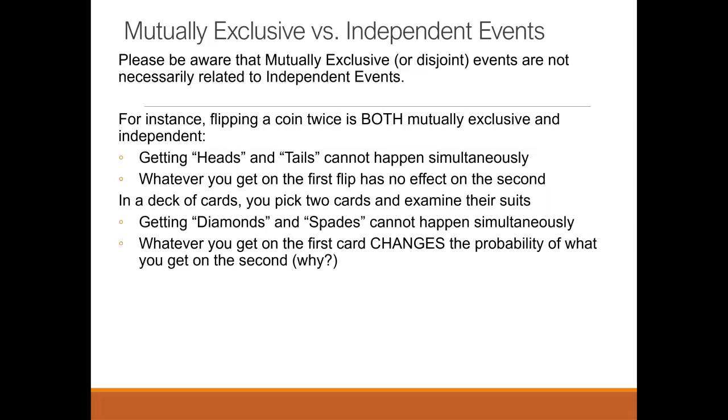In a deck of cards, if you pick 2 cards and examine their suits, so the suits would be like hearts, spades, diamonds, or clubs, that's mutually exclusive because there's no 2 cards that have 2 suits on them. But it's not independent because pulling the first card changes the total number of cards left in the deck. Because now you're drawing out of 51 cards. Everybody's okay with that?